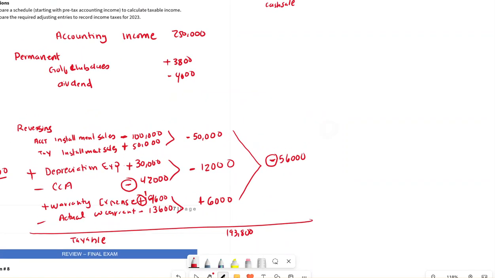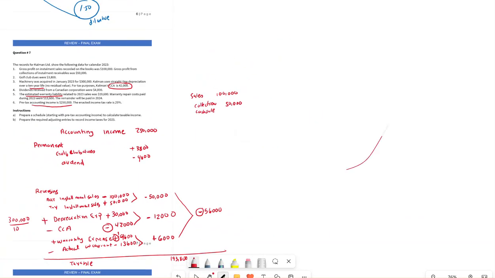So the question will be to prepare all the entries. When you're preparing all the entries, the first entry will be to calculate my income tax payable. So my first entry will be current income tax expense, income tax payable. And how much will be my taxable income? 193,800. We are in the 25% tax bracket. I multiply by the 25%, and what do I get? I get a number, and that will be 48,450.